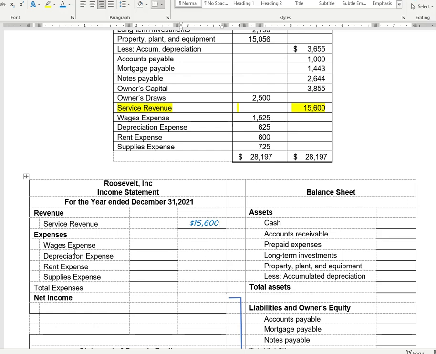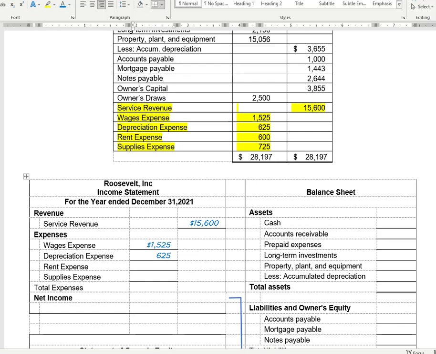Next, we have our 4 expenses, and they are wages, depreciation, rent, and supplies. I'm going to highlight them. So here's our wages. That comes first. So it's $1,525. Next, we have our depreciation, which is $625.